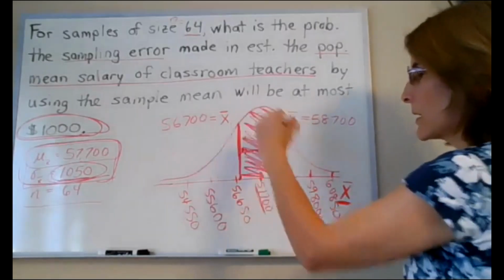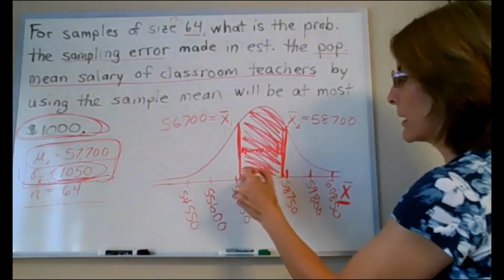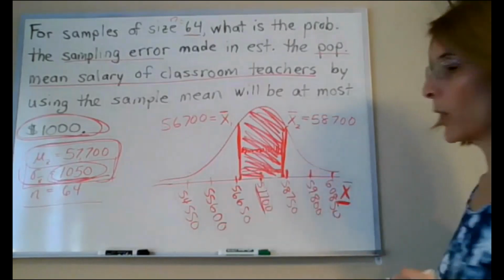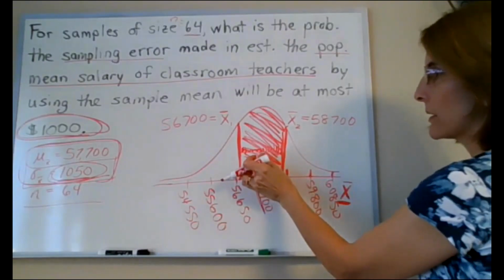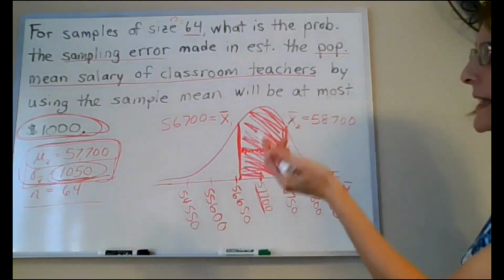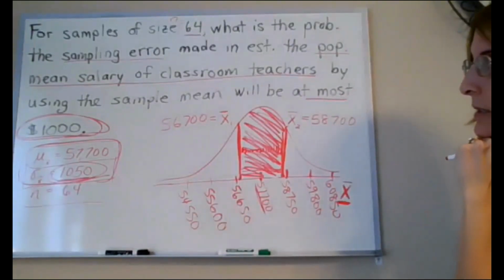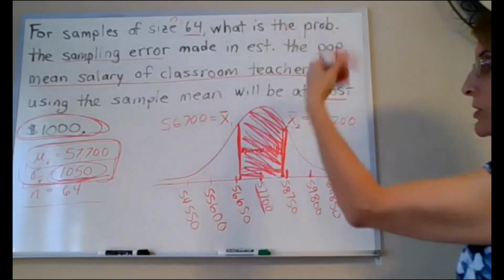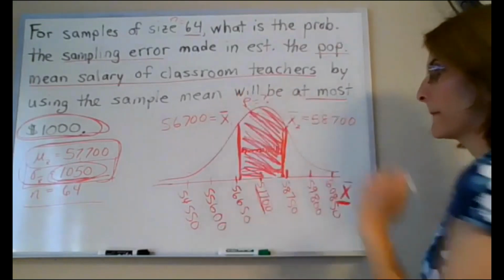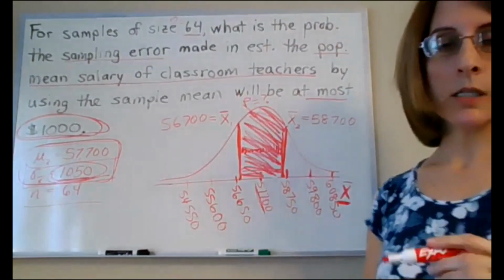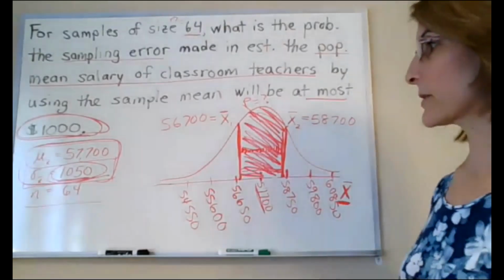So this area in the middle, all of these points here have a sampling error of 1,000 or less. So it's 1,000 or less it goes in. And the way you can say that is you could say 1,000 or less, or you could say at most 1,000. But this is what the question is asking. This is the probability that I'm looking for. If you draw this picture correctly, 95 out of 100 times, you'll probably get the answer correct.